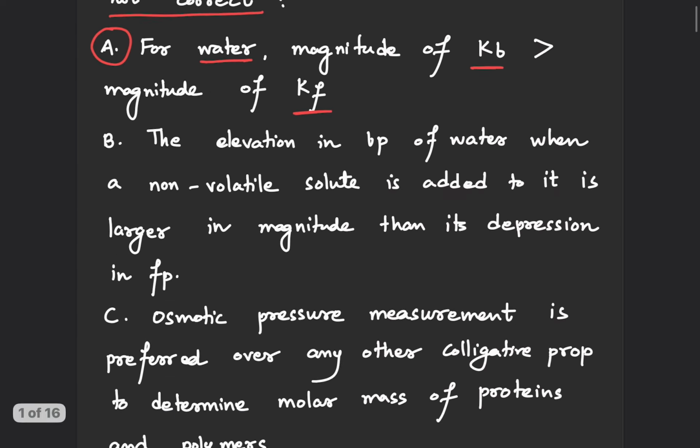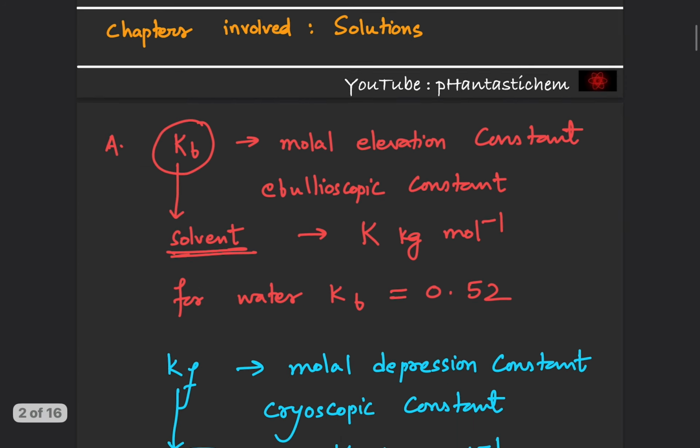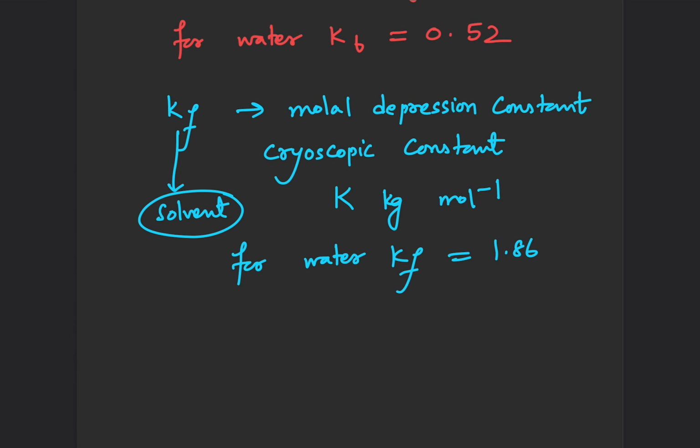So what is statement A saying? Statement A is saying value of Kb for water is more than value of Kf. No, for water Kb is 0.52 and for water Kf is 1.86. So this statement is incorrect. So statement A is incorrect. Okay, so I will write down that statement A is not correct. Okay, cool.